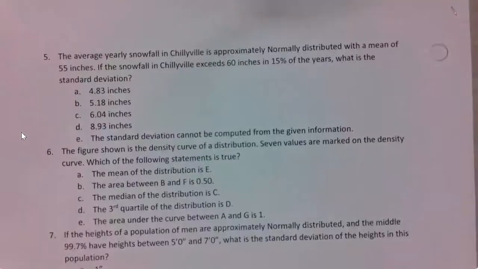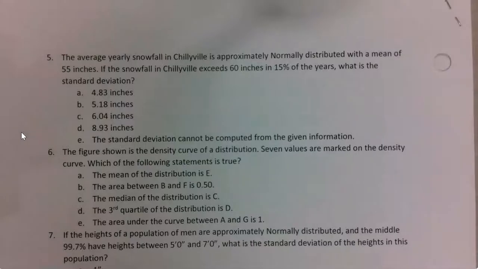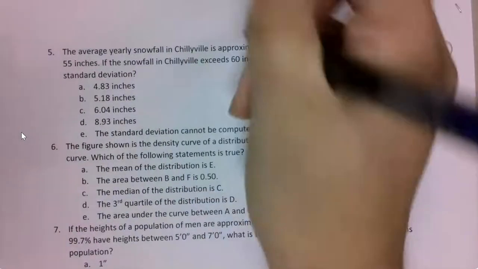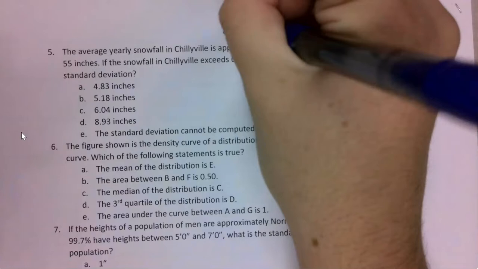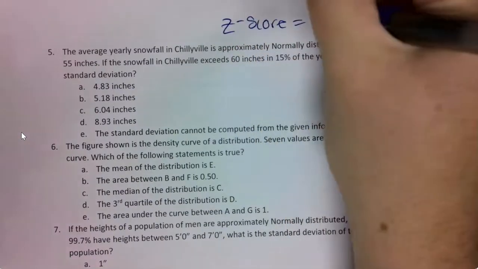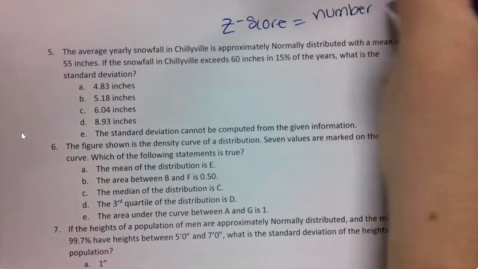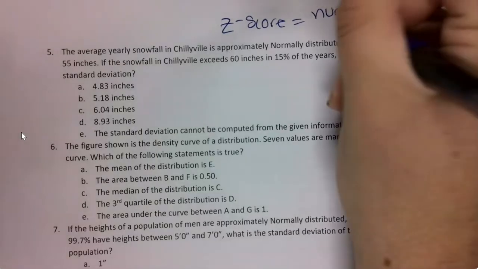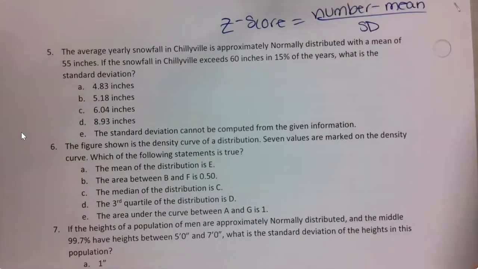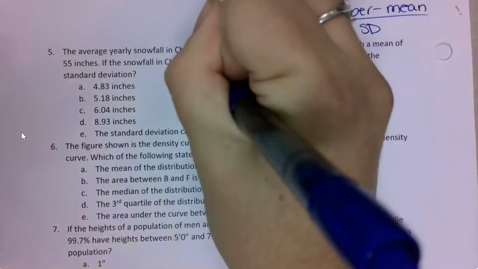This next one says the average yearly snowfall in Chillyville is approximately normally distributed with a mean of 55 inches. If the snowfall in Chillyville exceeds 60 inches in 15% of the years, what is the standard deviation? So, what I want to do is I know my z-score is my number minus my mean divided by my standard deviation. I don't know my z-score yet, but I do know my area is 0.15.